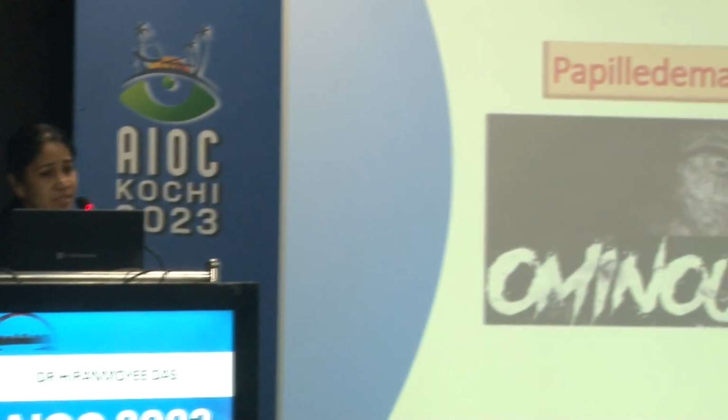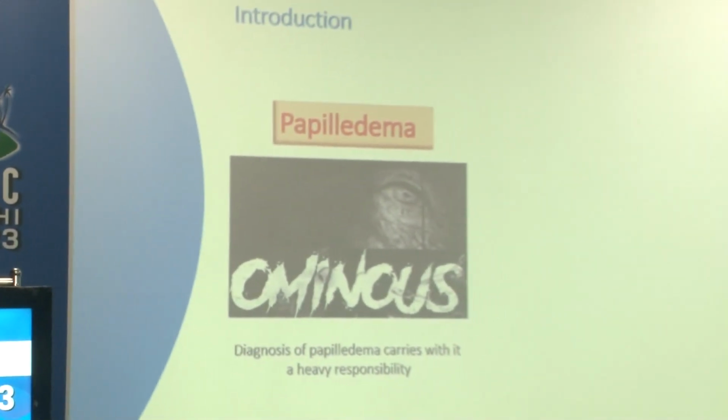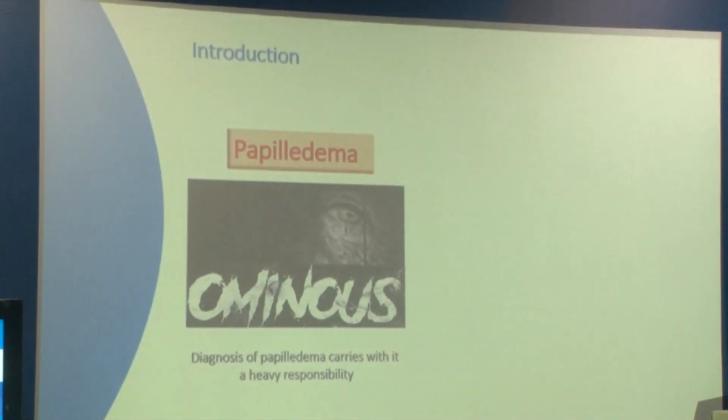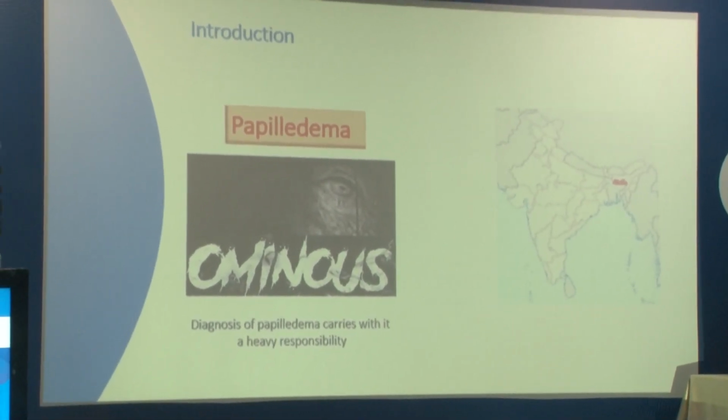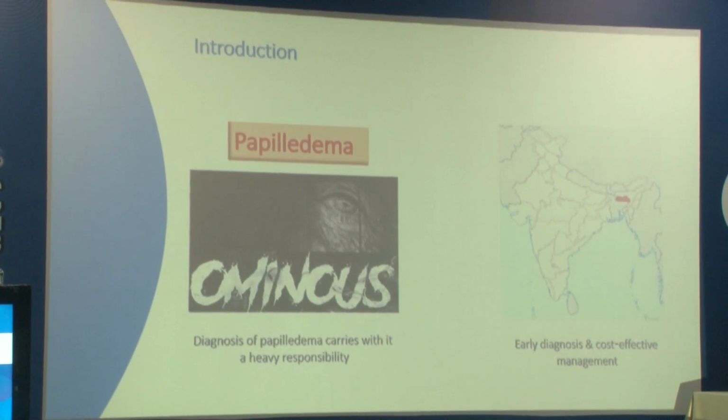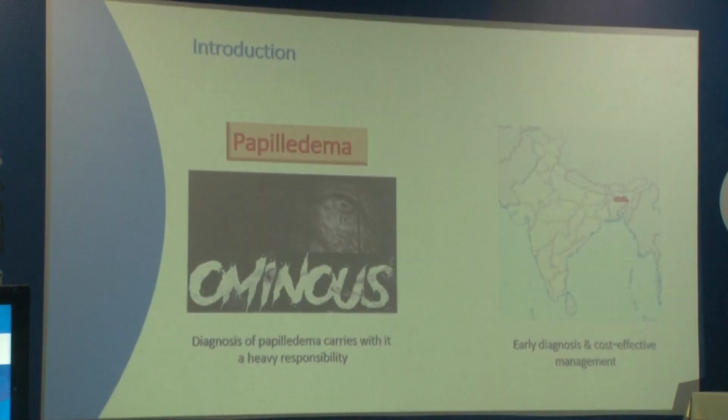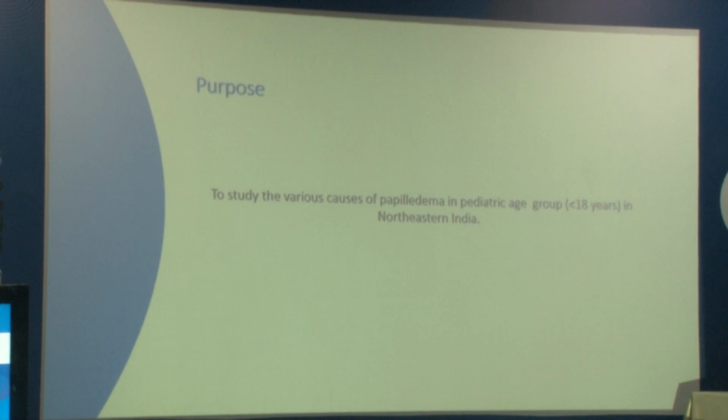I have no conflict of interest to declare. Papilledema is the most ominous sign in neuro-ophthalmology, so diagnosis of papilledema carries with it a heavy responsibility. Knowledge of common causes of papilledema in certain underdeveloped areas guides us in early diagnosis and cost-effective management. That's why an attempt was made to study the various causes of papilledema in the pediatric age group, that is below 18 years, according to the Indian Association of Pediatrics, in northeastern India.